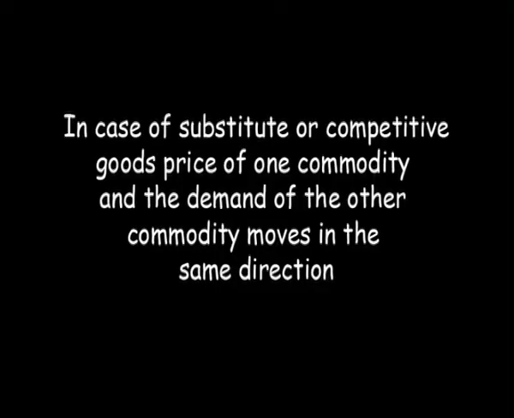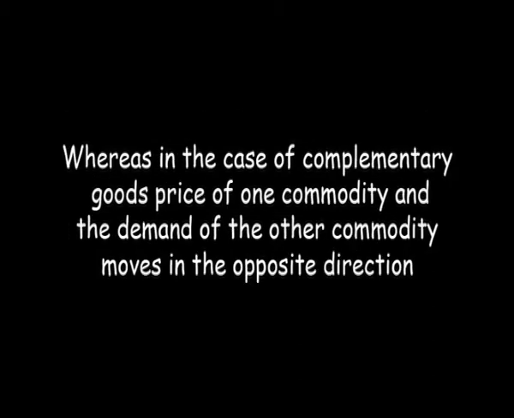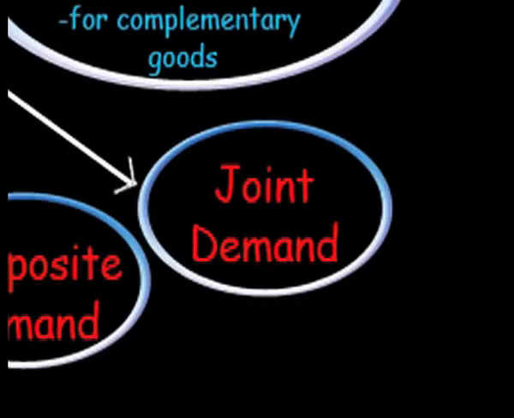In the case of related goods, a change in the price of one commodity results in a change in the demand for the other commodity. The direction of change entirely depends upon the relationship of these goods. In the case of substitute or competitive goods, the price of one commodity and the demand for the other commodity move in the same direction, whereas in the case of complementary goods, the price of one commodity and the demand for the other commodity move in the opposite direction.